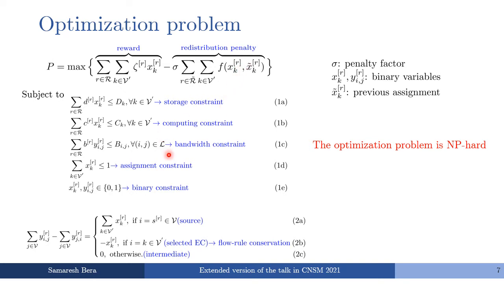We have the following constraints, such as storage and compute constraints at the edge clouds. We have bandwidth constraints at the links in the network. Further, we note that a slice request is assigned to at most one edge cloud in the network. And finally, we have the flow conservation rule. So this optimization problem is NP-hard.